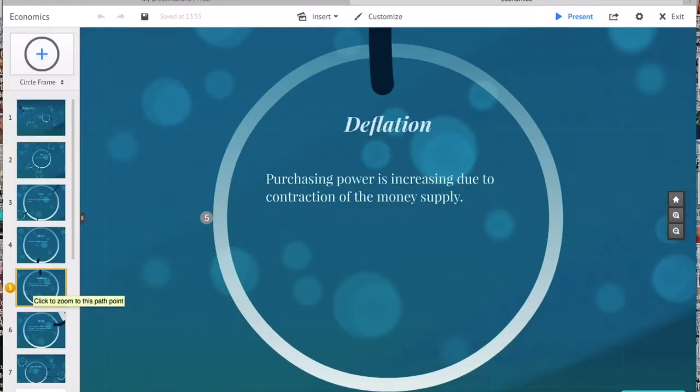Deflation is the exact opposite. It's the contraction of the money supply. Purchasing power is now decreasing.